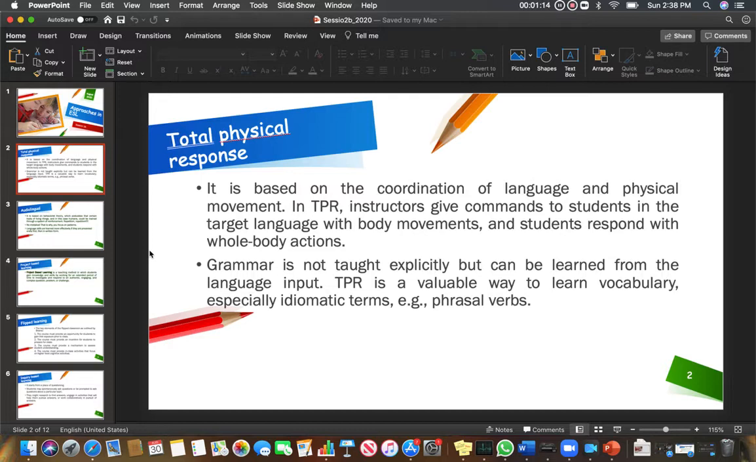Or you might also want to use this technique to teach prepositions. "The book is on the table," and you put the book on the table. "The book is in the desk," and you put the book in the desk.